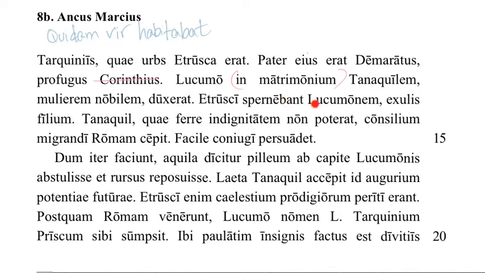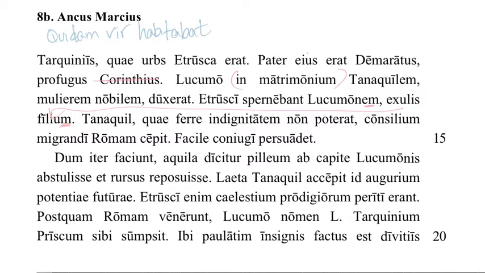Etrusci spernebat Lucumonem, exulis filium. Okay, so subject, verb, direct object. Oh my gosh, how often do we see that sort of simple construction in a sentence? Okay, this is another phrase in apposition to Lucumonem, describing him. So filium is accusative because it goes with Lucumonem, and then exulis, of course, is a genitive noun modifying filium and referring to Demaratus up there.